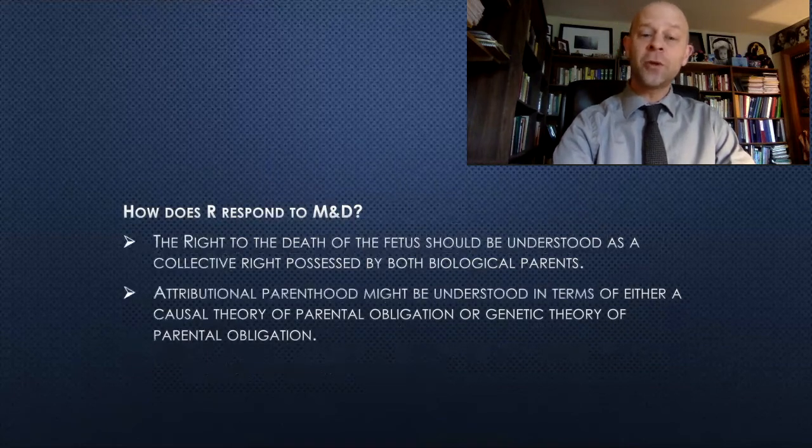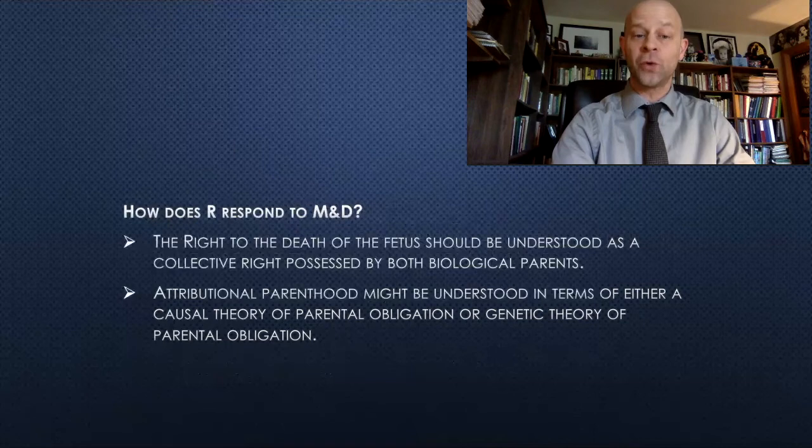Interestingly, for Ronson, attributional parenthood is playing a really important role here. Ronson thinks that attributional parenthood, these sort of parental obligations, should be understood in terms of either a causal theory of parental obligation or a kind of genetic theory of parental obligation. And this might be a little different than the way we normally think about parental obligations. You might think that parental obligations are brought about by sort of relations that the parent has with the child. So in the case of adoption, you might think that the biological mother can relinquish her parental obligations, and then the adopted parents now take on their obligations towards the child. And that would be seen as a kind of relational way of thinking about parental obligations in a case like this. But according to Ronson, he thinks that there's good reasons to be skeptical of that view of parental obligations.